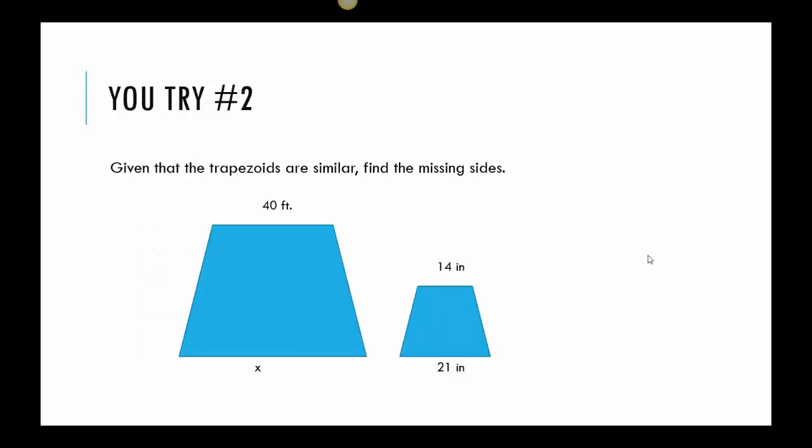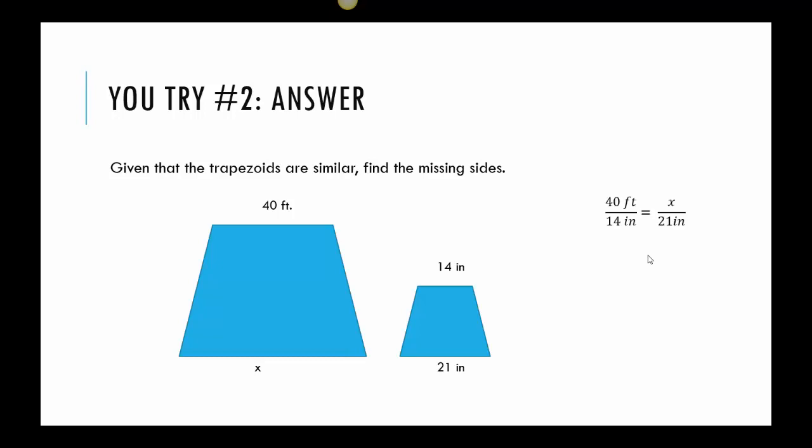All right, let's try it again. Change the shape, but really shouldn't change your strategy for what you're doing. Go ahead and give this one a try where I gave you two trapezoids. I'm telling you that they're similar, and I just want you to find the value of x. All right, and hopefully you are pausing, then you're coming back. And if you're back, let's look at the answer.